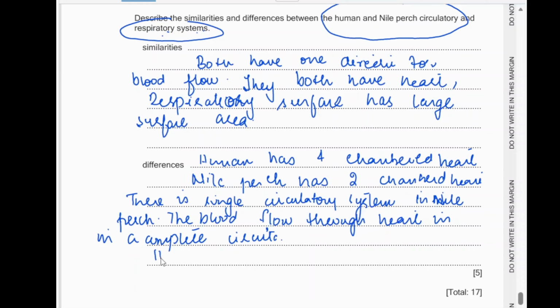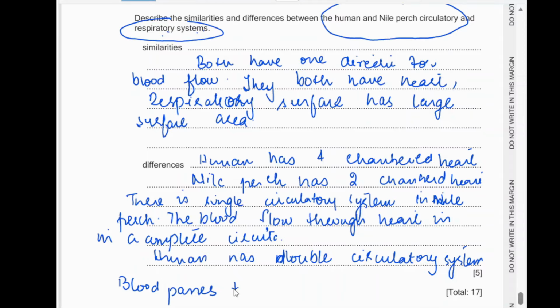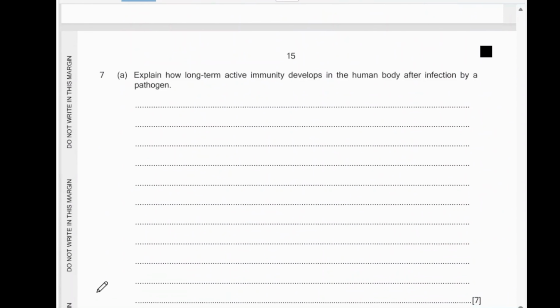Okay, and how do we define it? In a complete. Okay, good. Single circulatory system: blood passes through the heart once in one complete circulation. Oh, I missed the word "once". The important word. Okay. Next question.